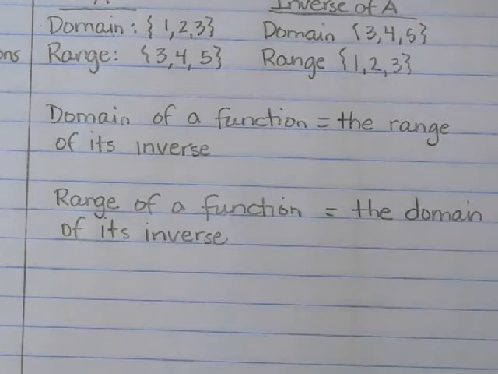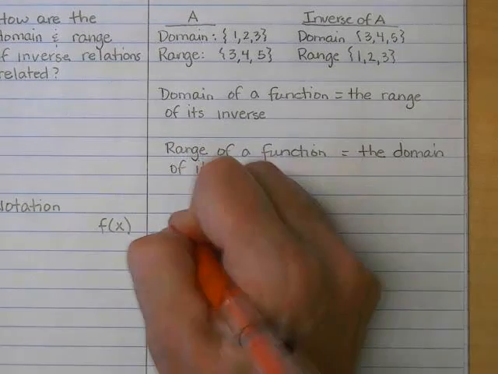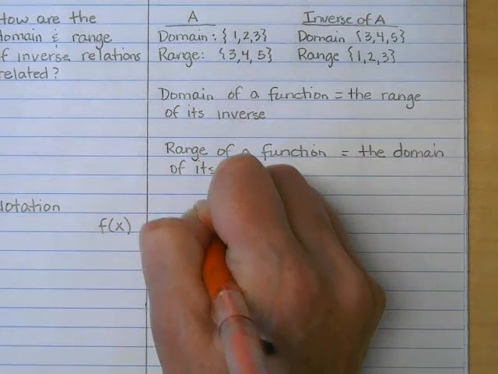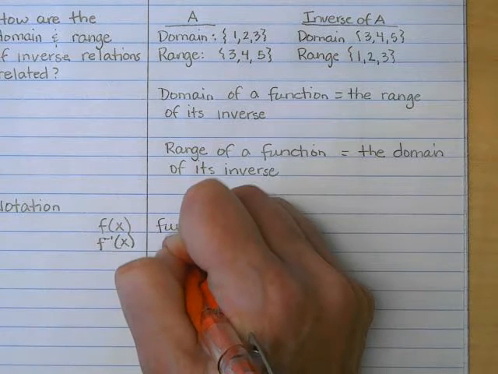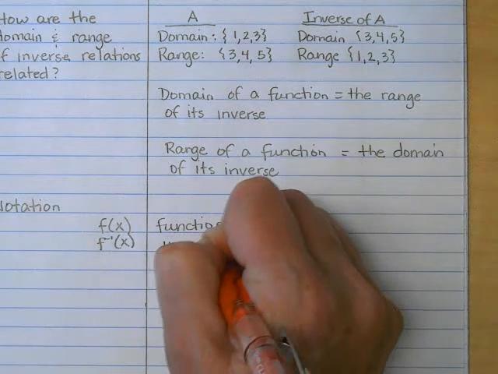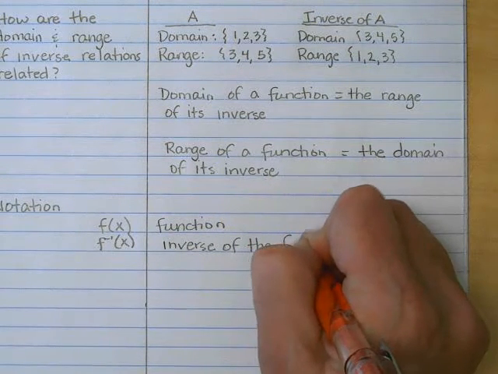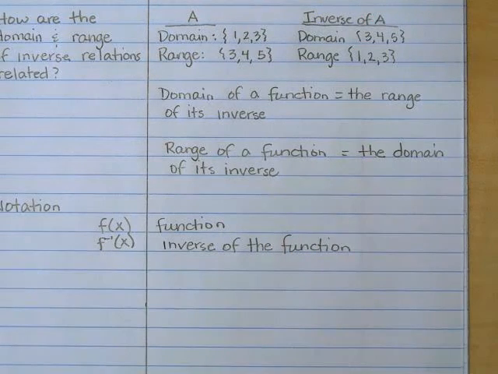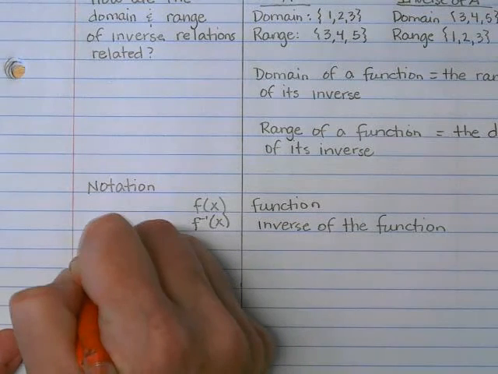Okay, so let's look at notation when we're trying to find a function. So f of x, oops, let me go out here a little bit. That's the function. And f negative 1 of x is the inverse of the function. Okay, now what happens if I have an actual function algebraically and it's not just points? So let's look at how you find the inverse of a function.